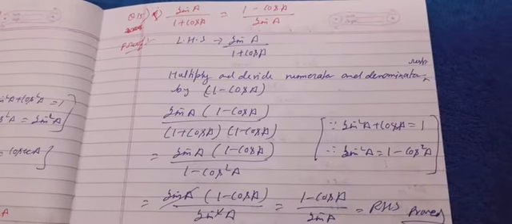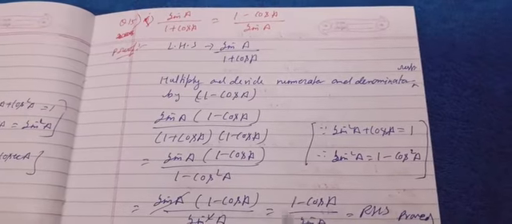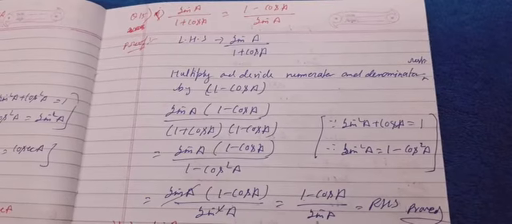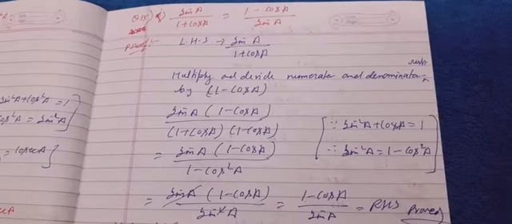Now here is sin A, this is sin square A. So one sin A cancelled from here. So what is the remaining thing? Here is 1 minus cos A in numerator, and in denominator there is sin A, that is equal to RHS. So it is proved.